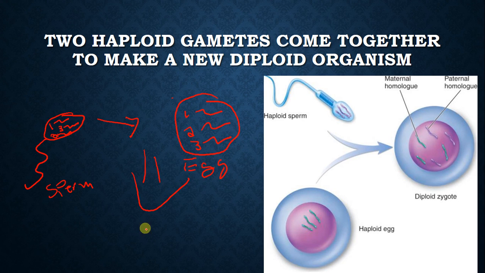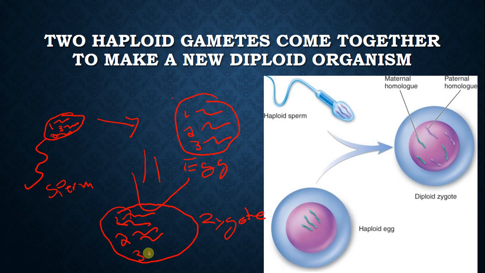We're going to get out a zygote that has 2 copies of chromosome 1, 2 copies of chromosome 2, 2 copies of chromosome 3. We're going to combine 2 haploid cells, and we're going to get a diploid organism. Perfect. This is what happens in humans. Here's another picture of it. This is how we take these 2 haploids and we make a diploid or a new life form, a zygote.